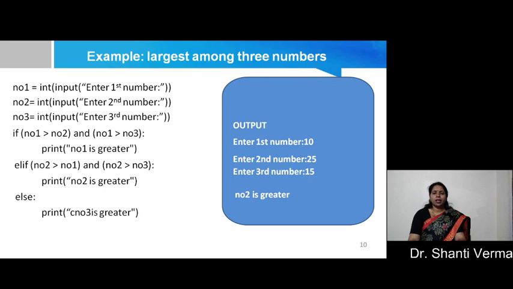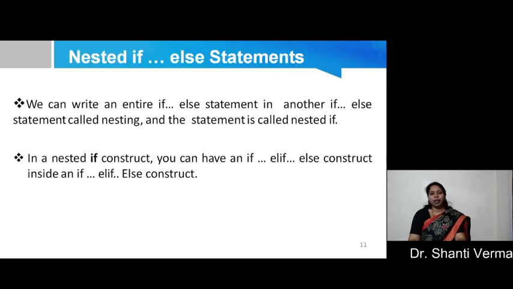And elif number 2 is greater than number 1 and number 2 is greater than number 3, it prints number 2 is greater, and else number 3 is greater. So in the output you can see that I enter the first number 10, the second number 25, and the third number 15. It prints 25, which means number 2 is greater. So if the first if condition is false, then it checks the second condition, and it found that it is true and prints that number 2 is greater.